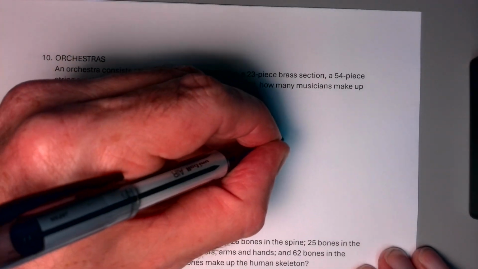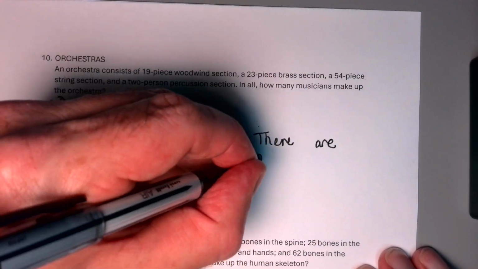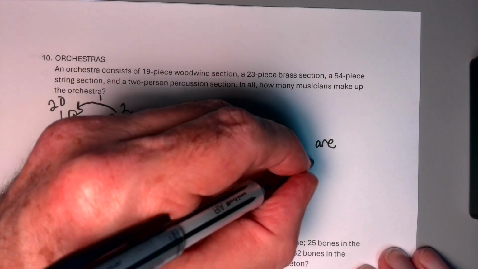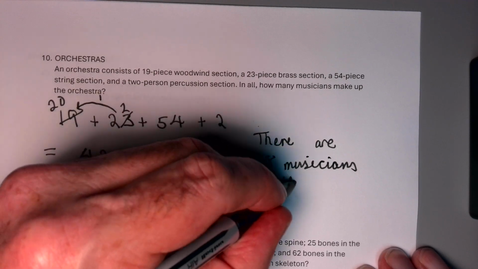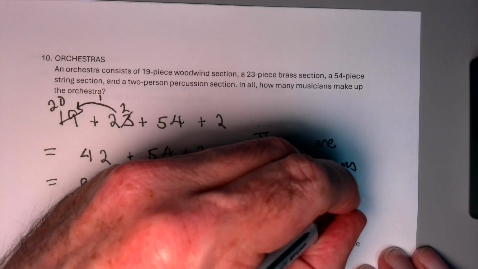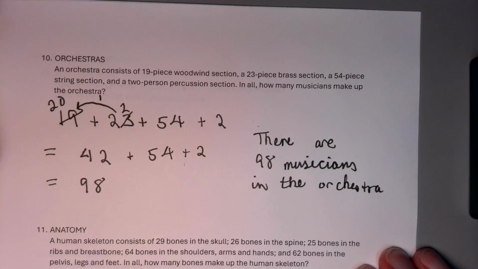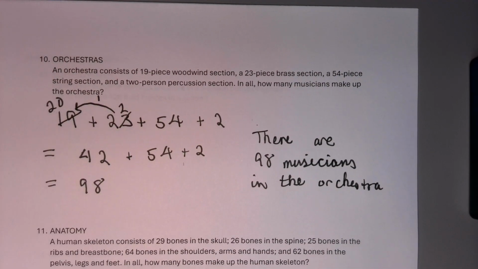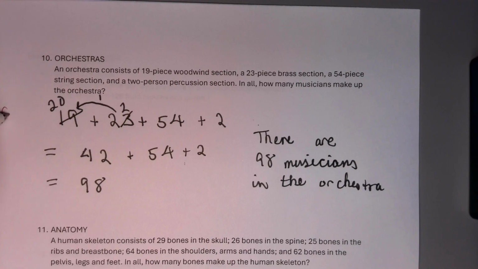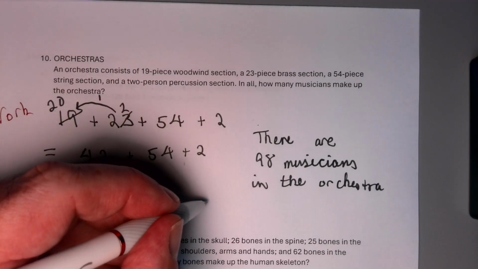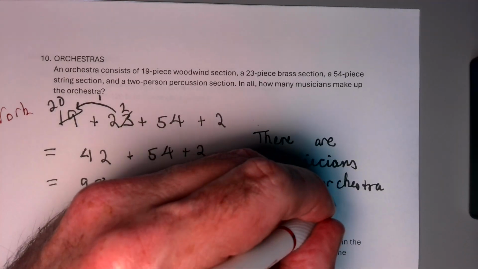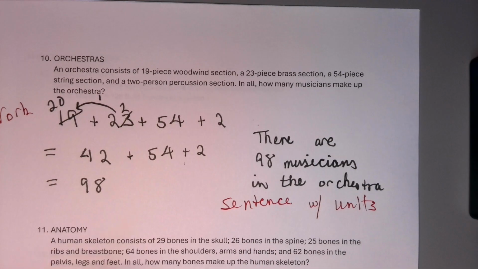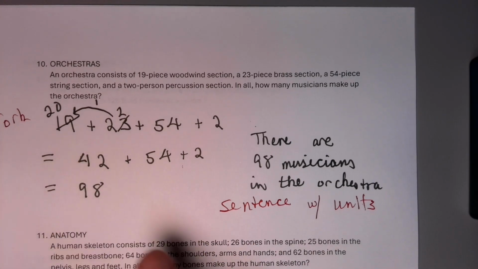So there are 98 musicians in the orchestra. There are 98 musicians in the orchestra. So once again, just to emphasize, we've got the work, and then our answer is a sentence with units. So in your write-up, I am looking to see both of these parts. Okay.